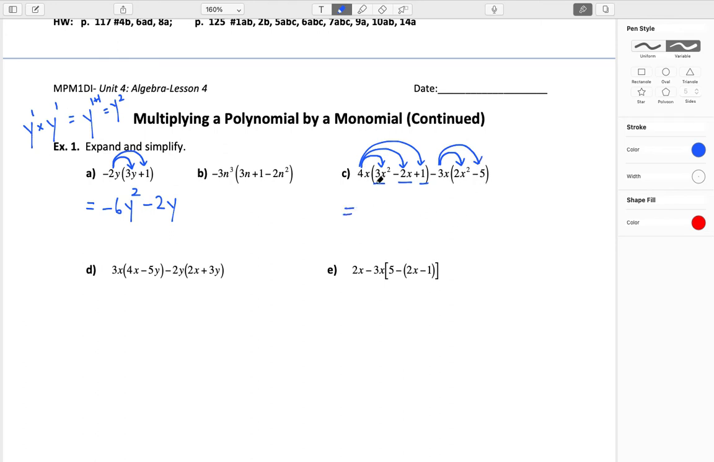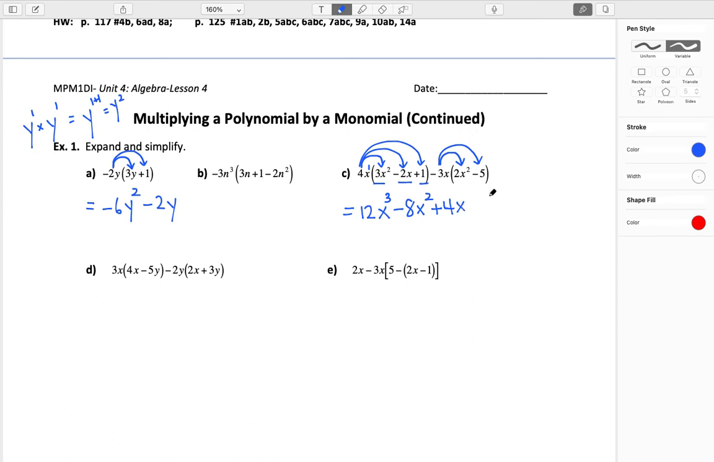So let's do the numbers first. 4 times 3 is 12. And then x times x squared is x cubed. Because for x, there's an invisible 1 here. So when you multiply the same base, you add the exponent. And then 4 times negative 2 is negative 8. And x times x is x squared. And then 4x times positive 1 is positive 4x itself.